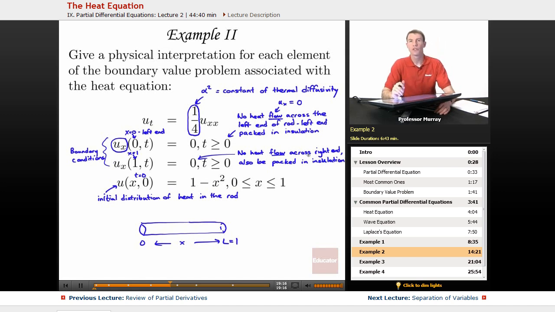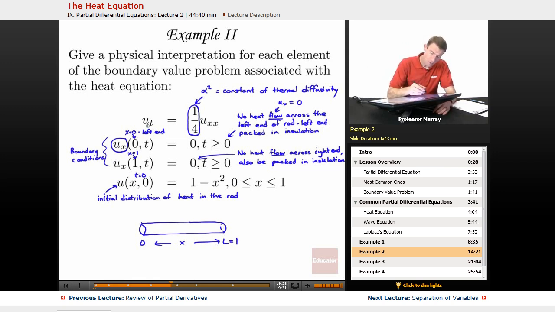So what we're doing here is we're not actually solving the problem. We're not doing any math at this point. We're just learning how to interpret each of these elements of a boundary value problem that would all be given to us as part of actually solving a heat equation.